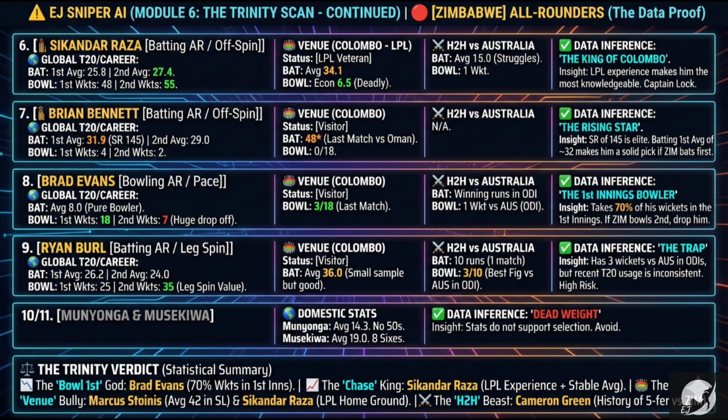Target 3, Brad Evans. Pay attention to the first innings bowler tag. He takes 70% of his wickets in the first innings. The rule is simple. If Zimbabwe bowls first, lock him. If they bowl second, drop him.